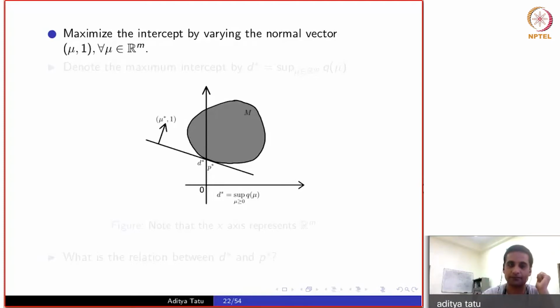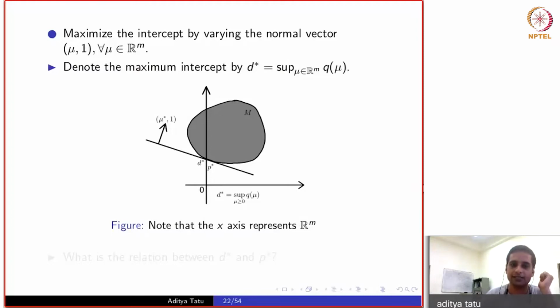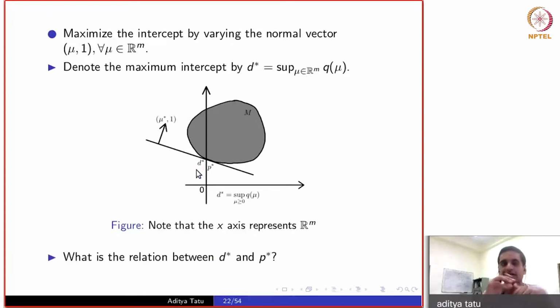Okay. D star is the maximum intercept by allowing you to choose any normal vector. The only condition is that it cannot be a vertical hyperplane, which is why the variable is only mu, not mu comma t or whatever. That maximum intercept is what I am calling D star. In this geometric problem, what is the relation between D star and P star?